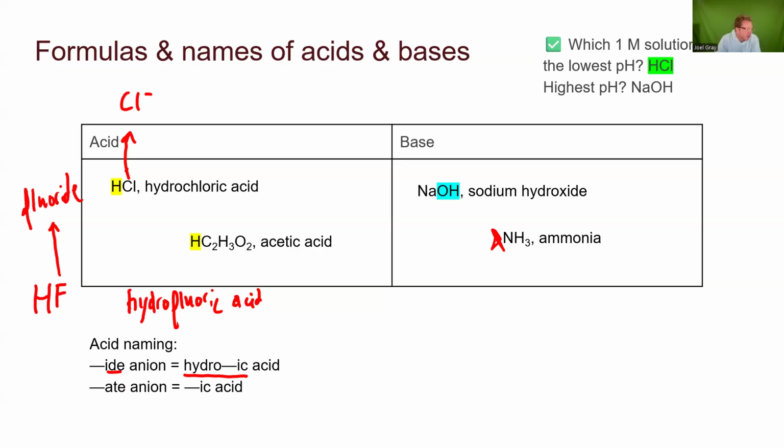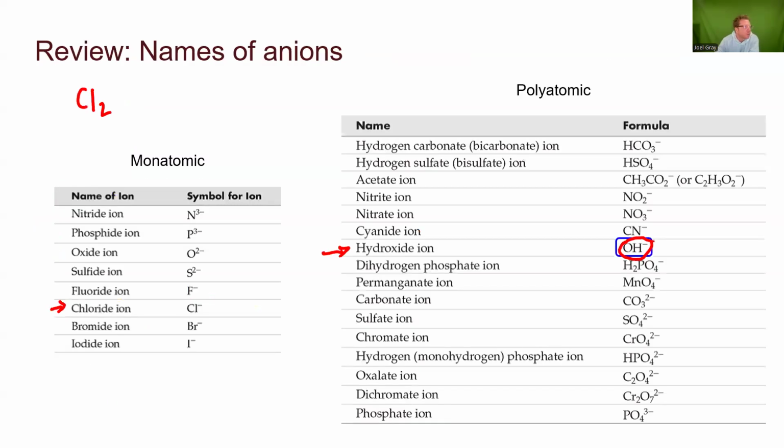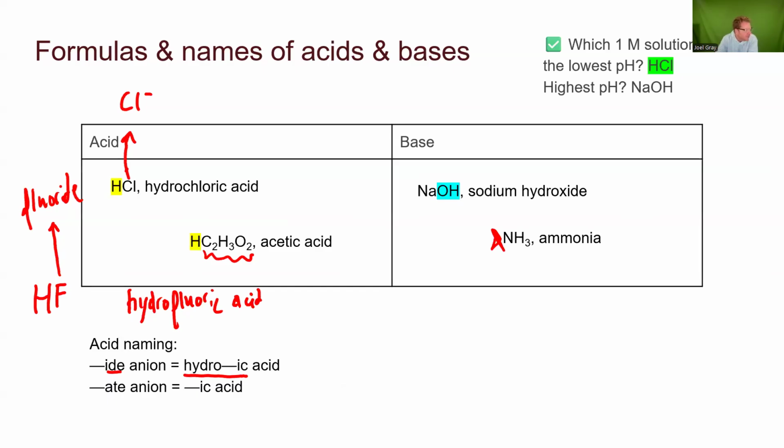Now, this ion right here, C2H3O2. I'm going to jump back to our polyatomic ions. C2H3O2 is acetate. Okay. Then what do we do? We drop ATE and make it ic acid. Acetic acid. Okay. Now, let's go ahead and do another one.